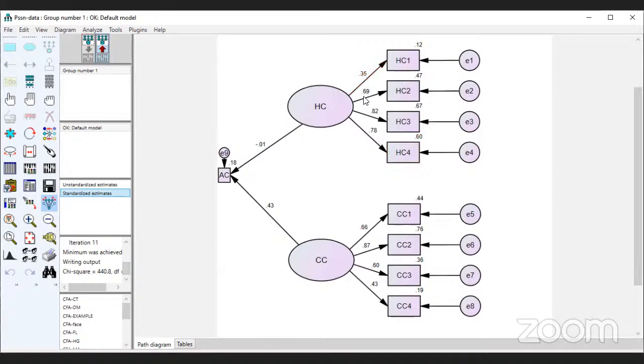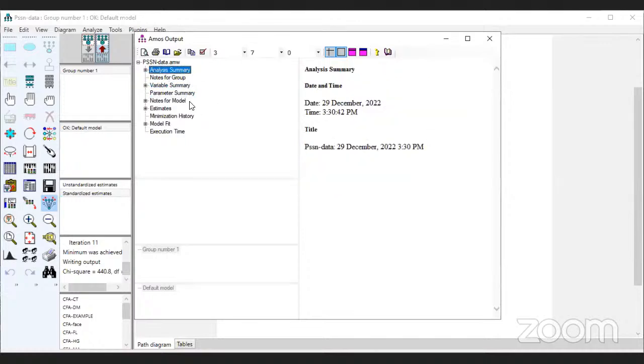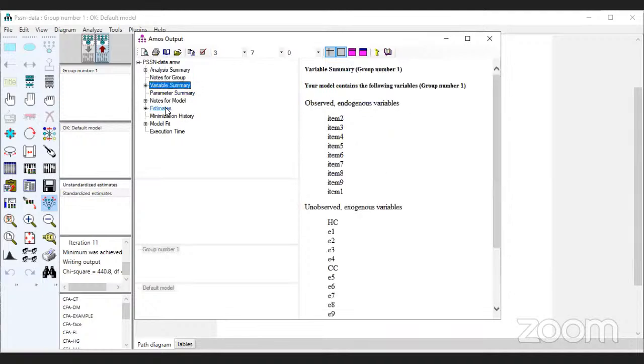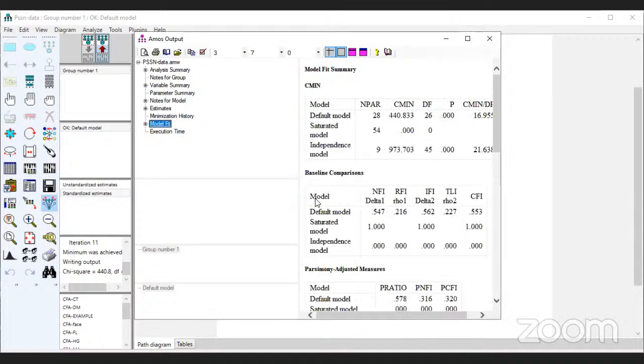You can see the relationship now 0.5, 0.9, even from the error here, from each of the variables. You can see all of them. Now, do you see detail? Come here. Look at analysis properties. You see the one that you see, view text. When you view on text, see. These are results. Analysis summary. Let me click on it. Where I'm going is just the time is this. Okay. Notes for groups, variable summary. These are the variables. Parameter summary. You can see. And where I'm going is model fit. Look at the model fit.